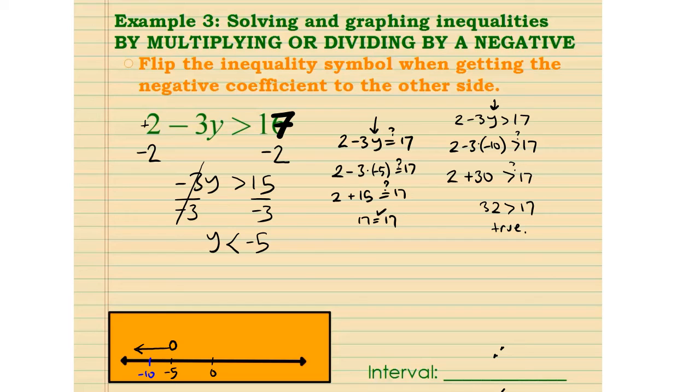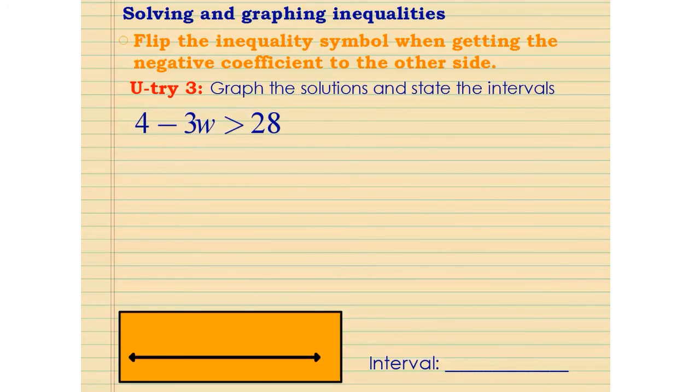Let's write the interval for this one. The least y value we can consider is negative infinity. The maximum y value we can consider is negative 5. Negative 5 is not included in our solution. Infinity is never included in our solution. Here's your you try. Make sure to change your direction when you divide each side by the negative number.